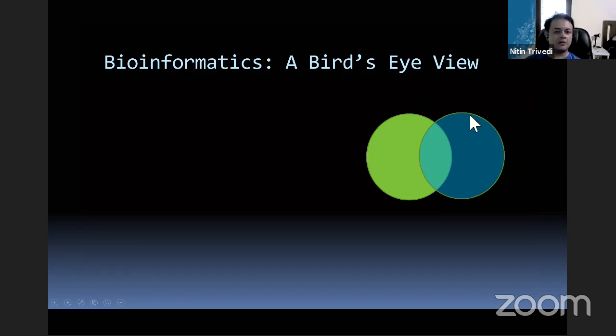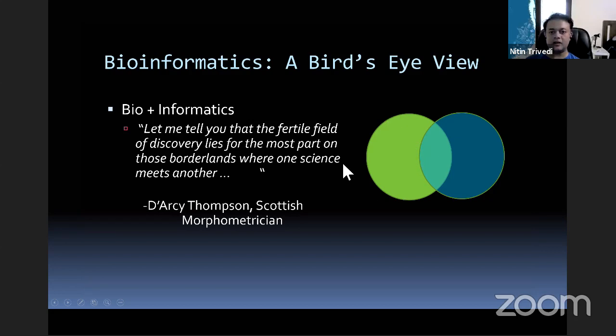So, bioinformatics is basically an interdisciplinary field with 2 pi, you can say biology and informatics, but it's not simple 2 pi, it's multiple pi's together, Venn's together. This is a very famous quote by D.R.C. Thompson. He's one of my favorite authors. He has written so many books. Growth and Form is my favorite book authored by D.R.C. Thompson. He was a Scottish morphometrician of the 18th century, and his quote is that, let me tell you, the fertile field of discovery lies for the most part on those borderlands where one science meets another. So one science meets another. This kind of intersection is where exciting discovery is happening.